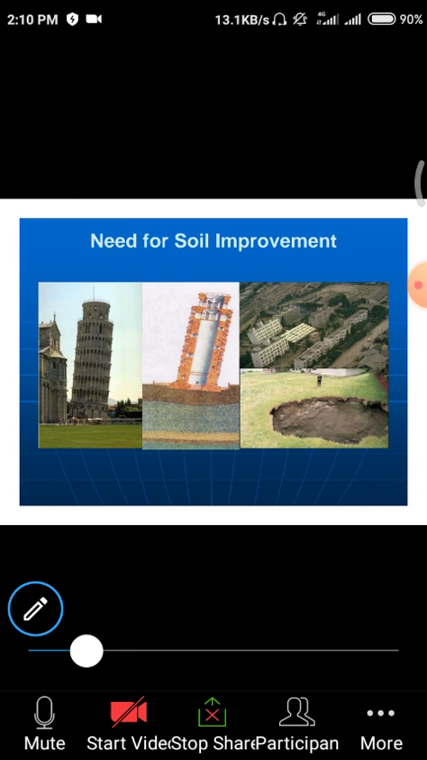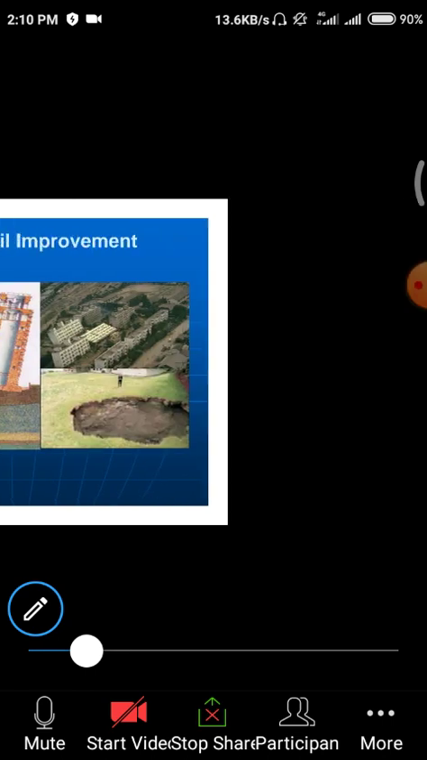These are the three examples why we need ground improvement techniques or soil improvement techniques for such kinds of buildings and other important structures. These are the best examples, meaning seeing examples.